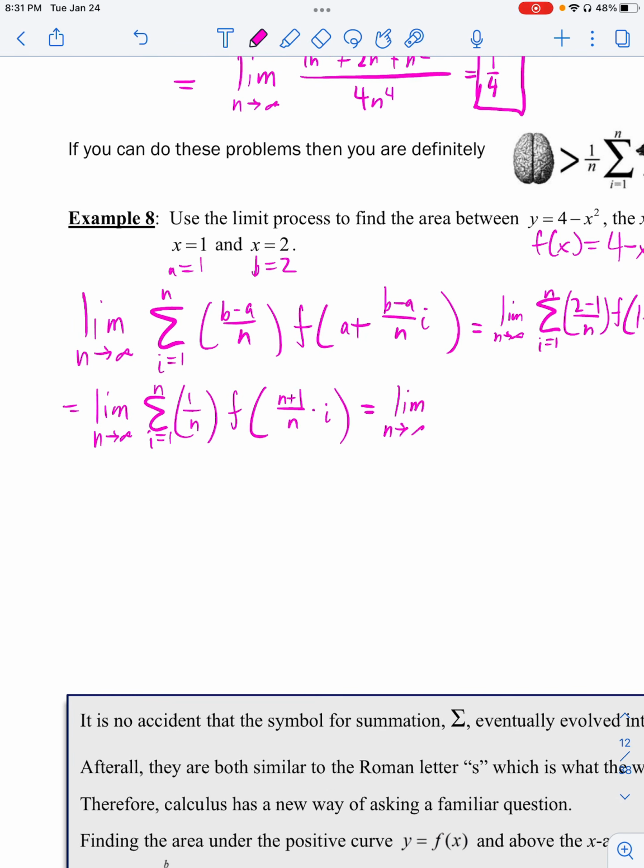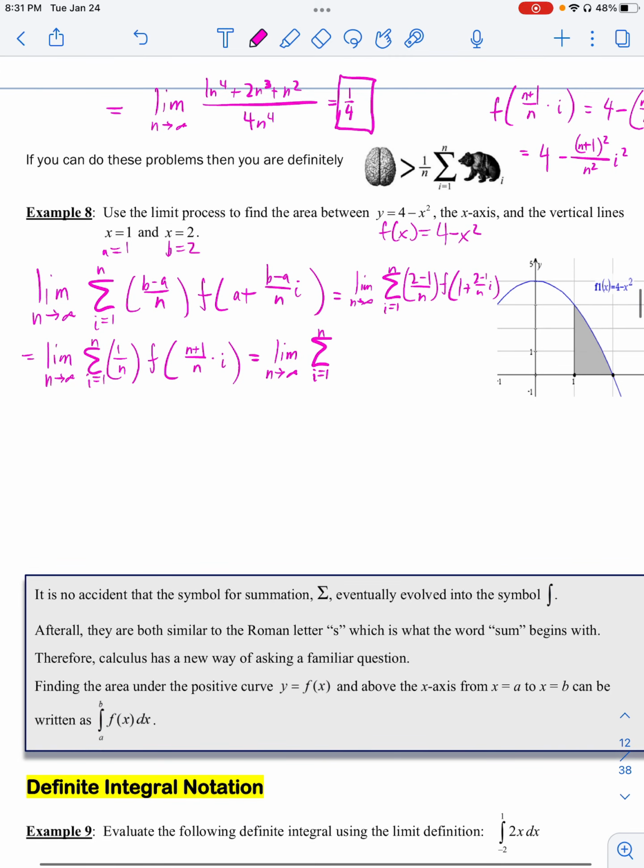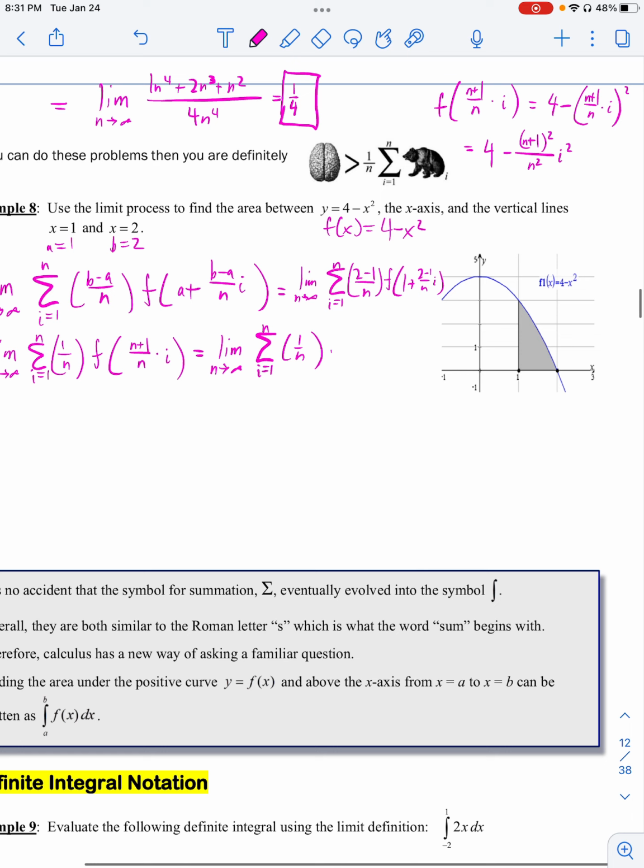So the area equals the limit as n goes to infinity of the sum from i equals 1 to n of 1 over n times, in brackets, 4 minus (n plus 1) quantity squared over n squared times i squared. Okay.